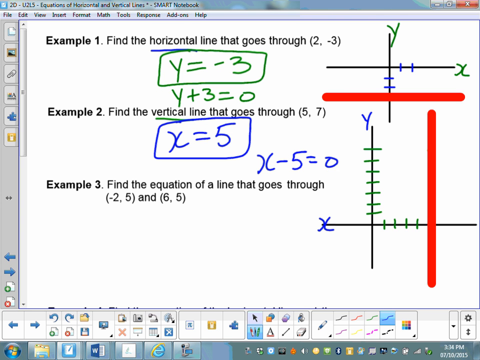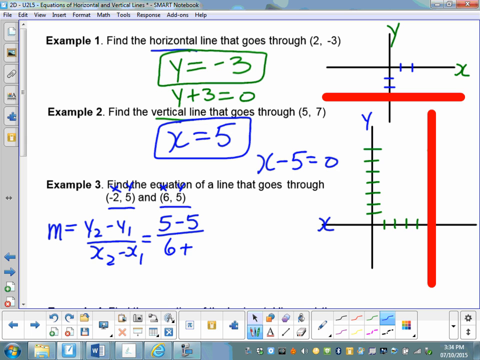Okay? Now, in this one here, when I want to find the equation of the line that goes through 2 points, usually what I would do is start by finding the slope. So I would do y2 minus y1 over x2 minus x1. And in this case, I would get 5 minus 5 on the top. So I'm subtracting these two y's on the top. And on the bottom, it would be 6 plus 2. But you notice what happens. I get a 0 in the numerator.